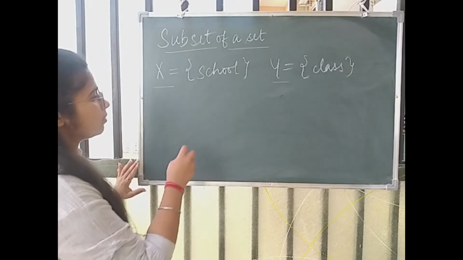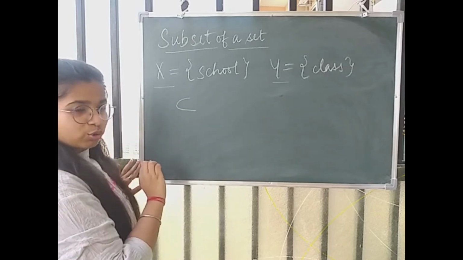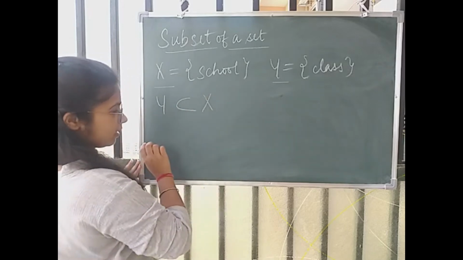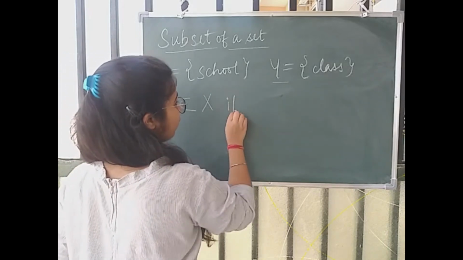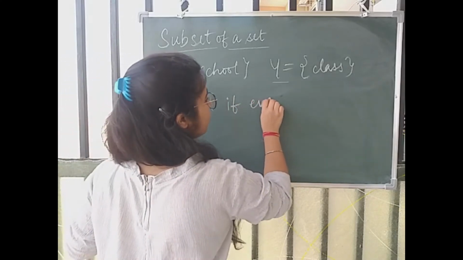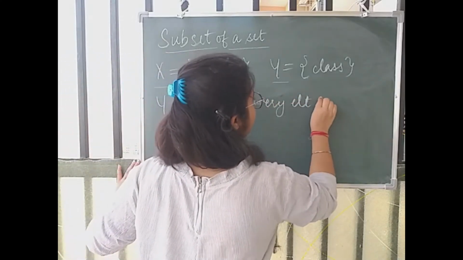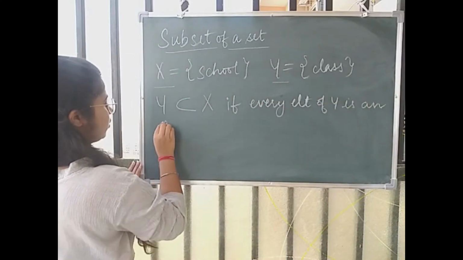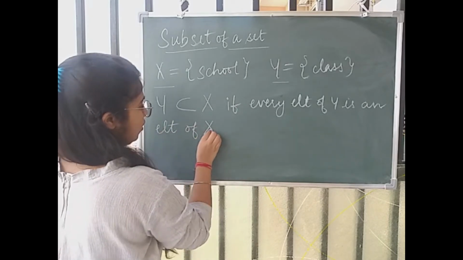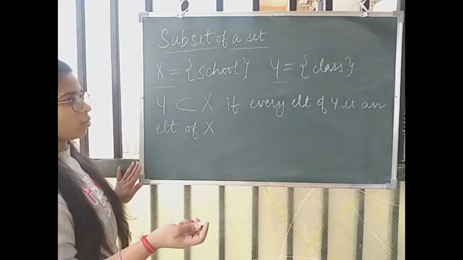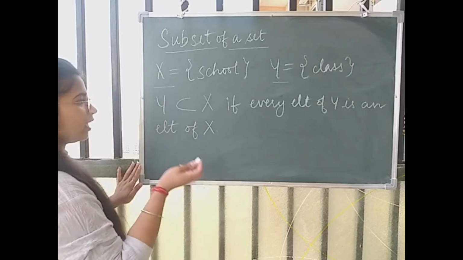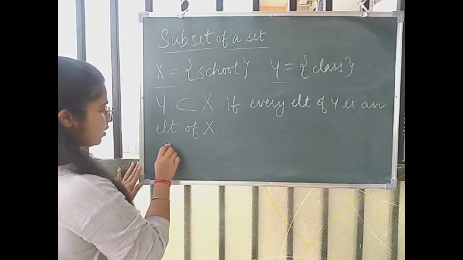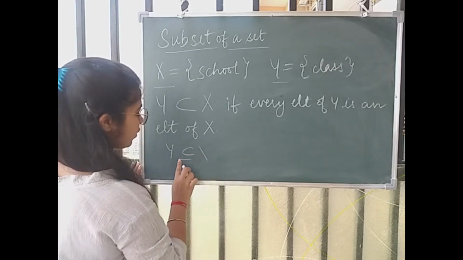That means we use this symbol to show a subset, and we write Y is a subset of X. Now this happens if every element of Y is an element of X. That means all the elements in Y should also be members of X. Then we write that Y is a subset of X. So we can also write it as Y is a subset of X.